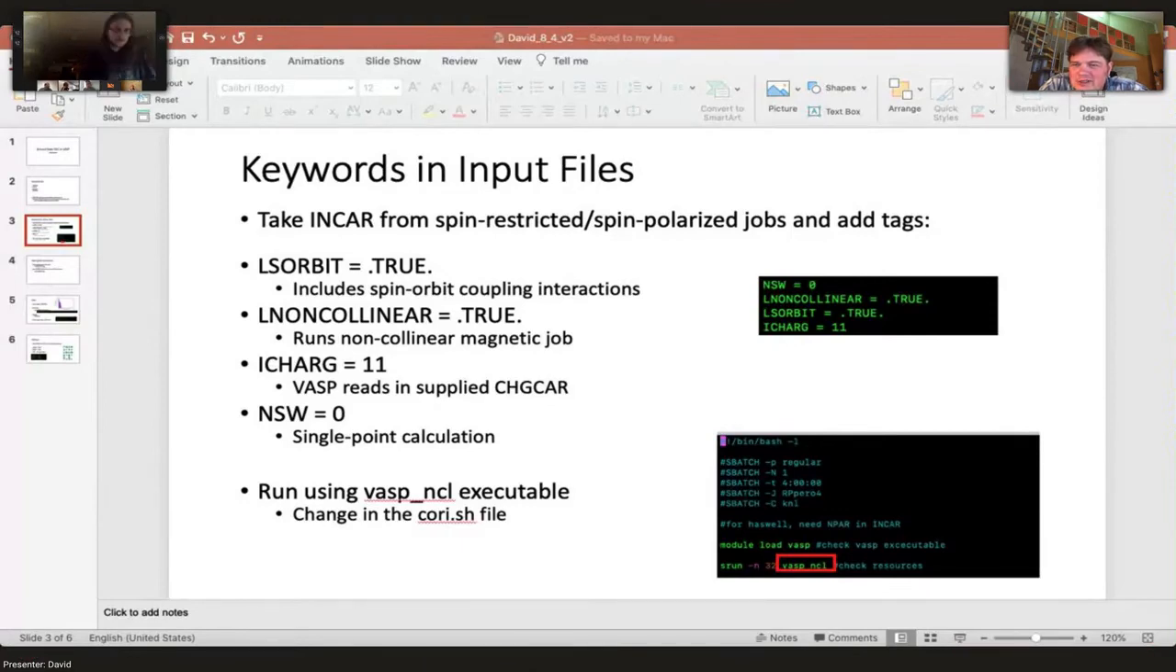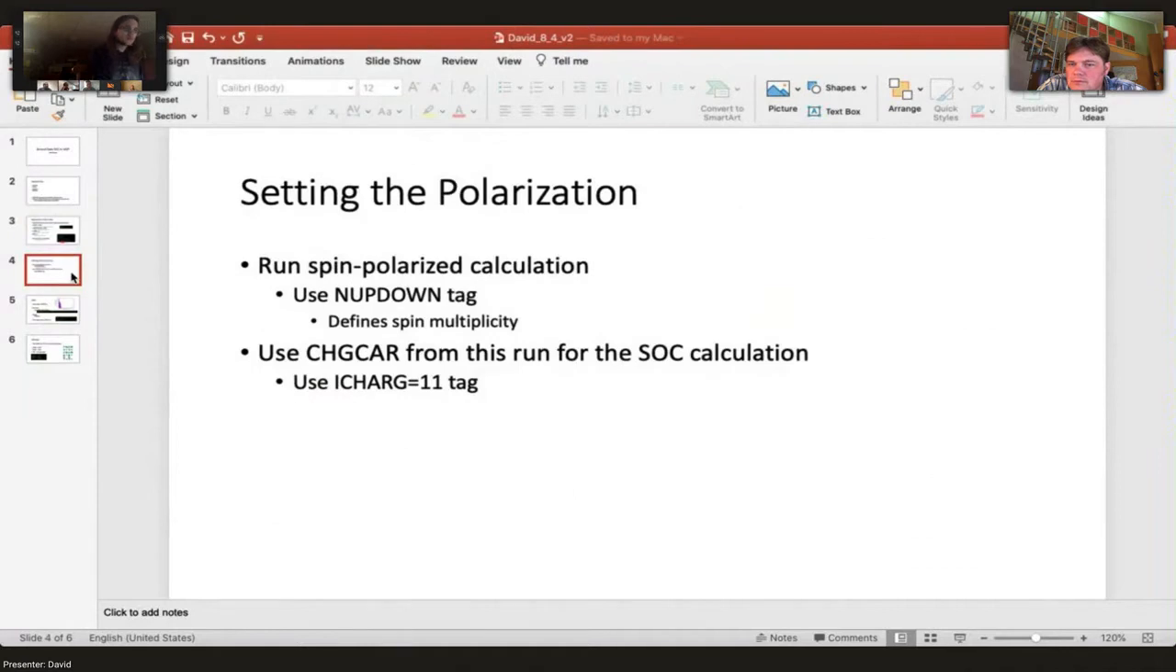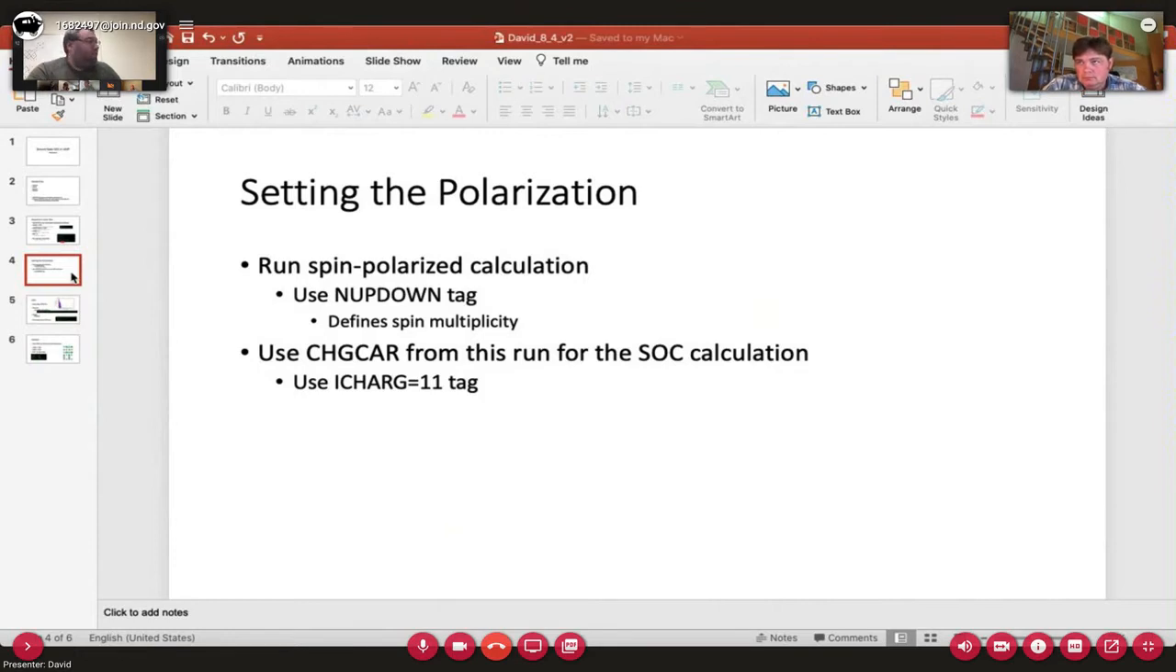If there are no more comments on this aspect, David, please continue. For setting the polarization, we're inputting this from the results of a spin-polarized calculation. So we want to define the multiplicity in our spin-polarized calculation, which we do with the NUPDOWN tag. Then we would transfer in this CHGCAR and use the ICHARG = 11 tag again to run the spin-orbit calculation from this.